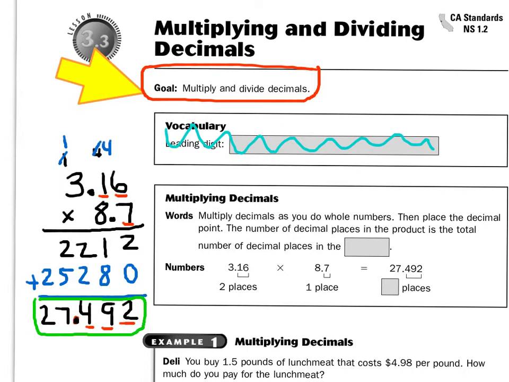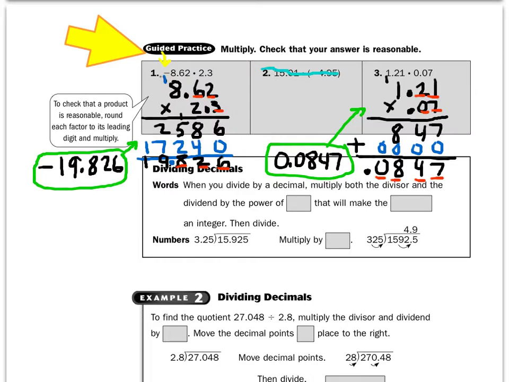Now, to decide where the decimal point goes, I grab your red and I underlined 1, 2 numbers after the decimal point on the first number, and then 1 number after the decimal point on the second number. So that's a total of 1, 2, 3. So I move 1, 2, 3 places to the left, and that's where I put my decimal point. So I get 27.492.